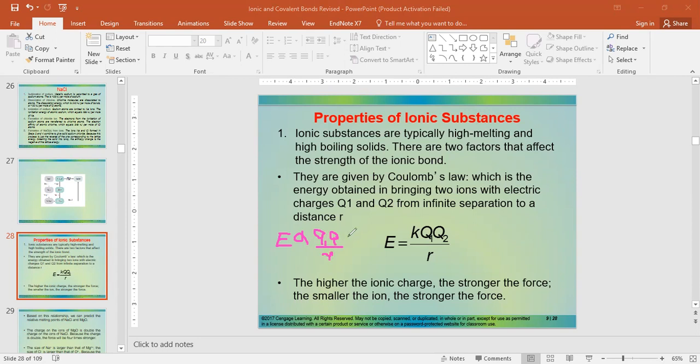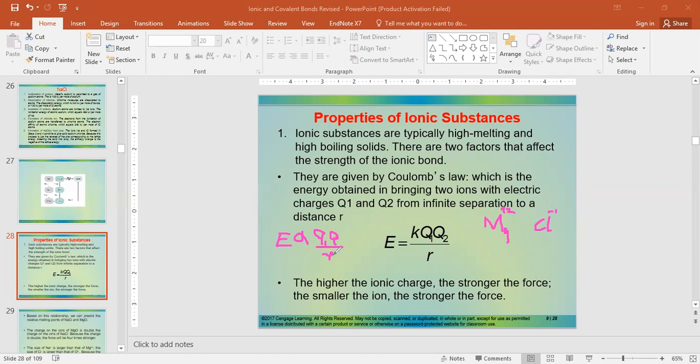Where Q1 and Q2 here are the electric charges of the two ions. For example, if you have magnesium and you have chlorine, what are the electric charges of this? This is +2. This is +1 or -1. But when it comes to this particular equation here, you are interested in the absolute value.